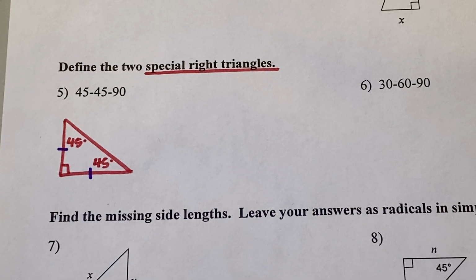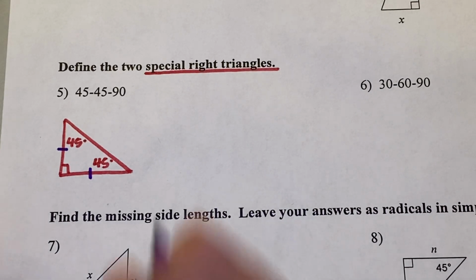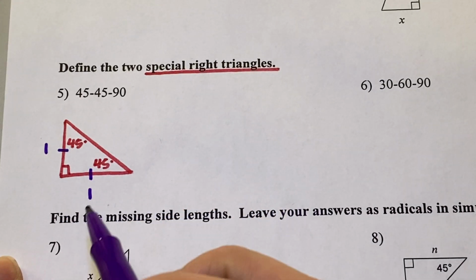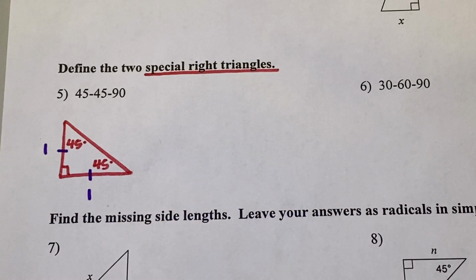Well, let's figure out what these sides actually are. Let's give ourselves a nice, easy number. Nice, easy number we like in math? 1 and 1. We like 1. If these sides are 1, now let's figure out what the hypotenuse of this special right triangle is going to be.